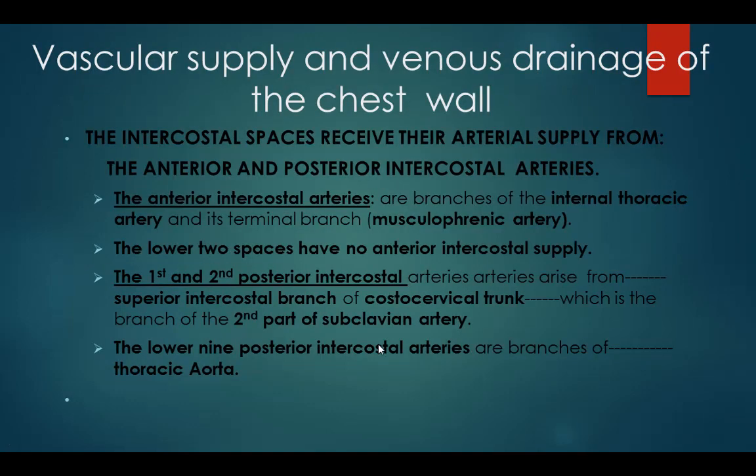So the vascular supply of the chest wall. The intercostal spaces receive their arterial supply from the anterior and posterior intercostal arteries. The anterior intercostal arteries, which run in the anterior intercostal spaces, are all branches from the internal thoracic artery. The upper 6 intercostal spaces, their arteries come from the internal thoracic artery, and the lower 3 from the musculophrenic artery.